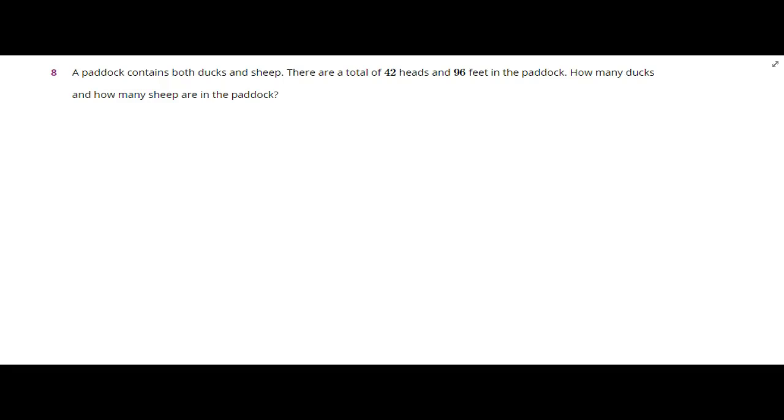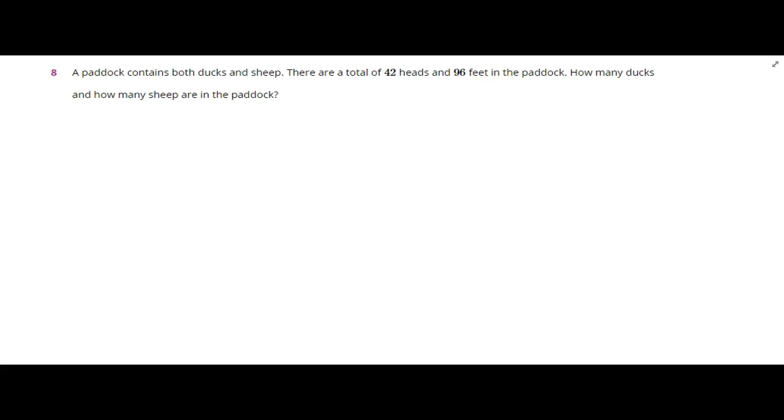I wanted to do a couple of the harder questions in the application section. So this is 1K. I've copied this out of the textbook. This is question 8, a question containing ducks and sheep. There's a paddock. There's a total of 42 heads and 96 feet in the paddock. How many ducks and how many sheep are in the paddock?